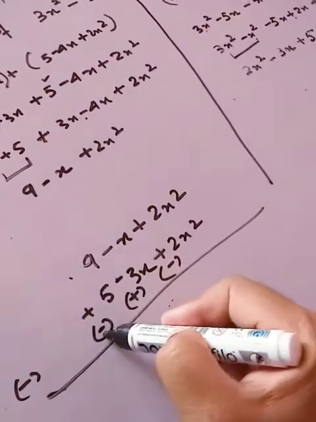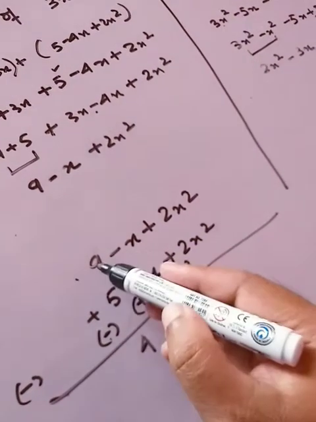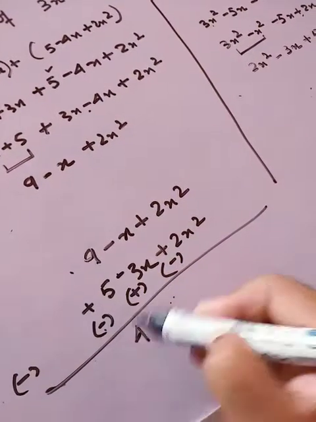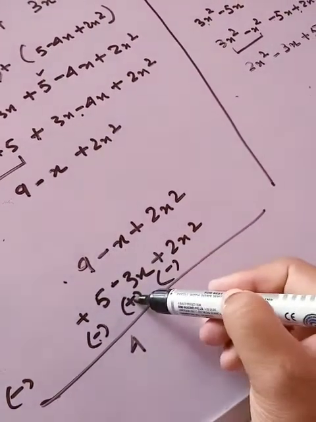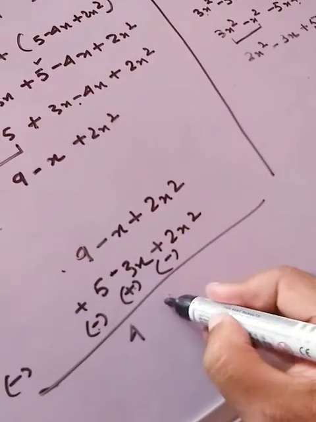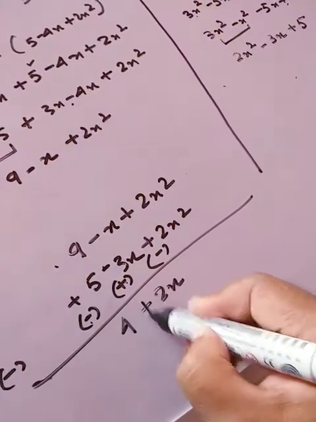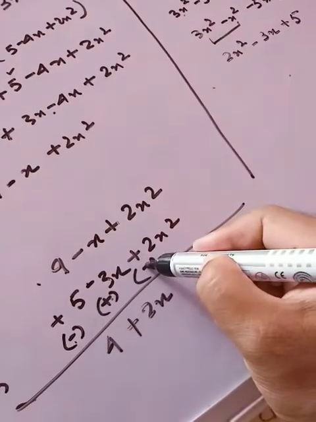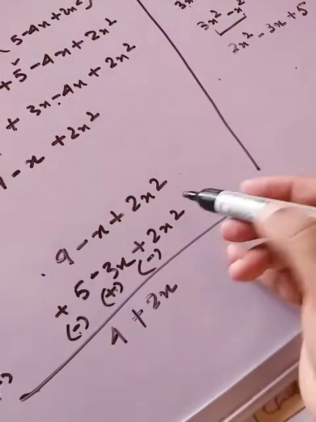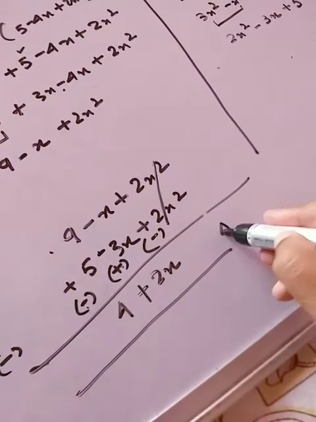So now plus minus is minus. 9 minus 5 is what? 4. Which number is greater? 9. 9 is carrying what sign? Plus, so it is there. Minus plus is minus. So 3 minus 1 is 2x, isn't it? Which number is greater? 3. 3 is carrying what sign? Plus, so put plus sign. Plus minus is minus. 2x square minus 2x square is 0, so cancel it. So the answer is this.